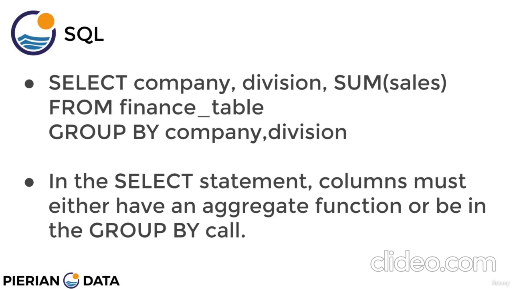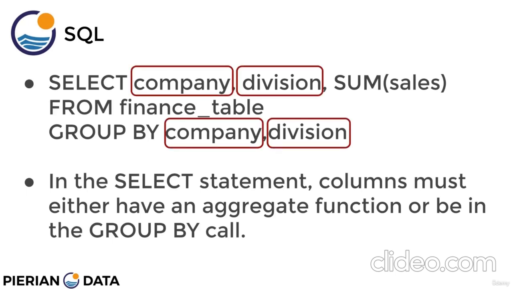So let's imagine a different example. We can have something like select company, division, and then sum of sales. We can imagine we had 3 columns in this table: different companies, the divisions within that company, and then different sales per division per company. Notice that if I'm selecting columns such as company and division, then they must also appear in the group by statement.